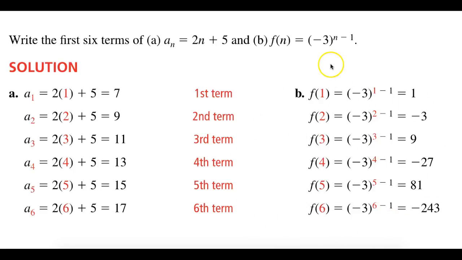So here, notice because n is in your exponent and exponential functions rise quickly, look what's happening to your values here. And also notice, because you've got this negative 3 here, your values are alternating between positives and negatives because you're taking a negative number to an exponent. All right, so that's finding the terms in a sequence.